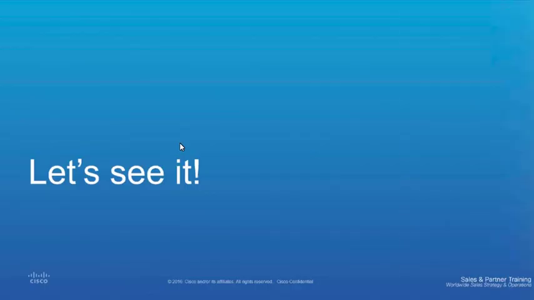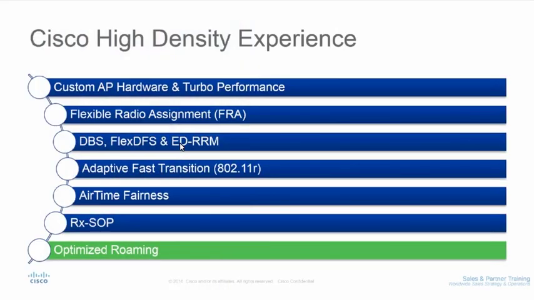Awesome. Thanks, Alan. Hey, the last feature that we want to talk about today, certainly not the last feature in HDX, but the last one that we want to focus on, is called optimized roaming. And so optimized roaming sounds great, right? But the thing to remember is that client devices are responsible for determining when to roam and where to roam. And regardless of how smart your infrastructure is, it's still ultimately the client that makes that decision.